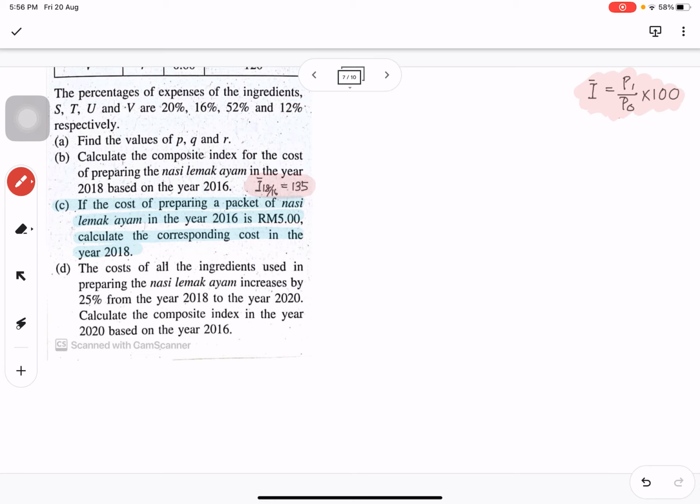So now we read part C. If the cost of preparing a packet of nasi lemak ayam in the year 2016 is 5 ringgit, calculate the corresponding price in the year 2018. So we need to extract the information there, which is the price of nasi lemak for 2016 is 5 ringgit. And then you need to find the price in 2018.